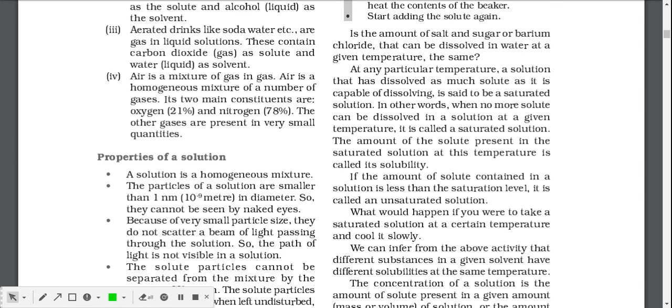Air is also a mixture of gas and gas. Air is a homogeneous mixture of a number of gases. Its two main constituents are oxygen, that is 21%, and nitrogen, that is 78%. The other gases are present in very small quantities, right? So it is considered a mixture of all the gases.